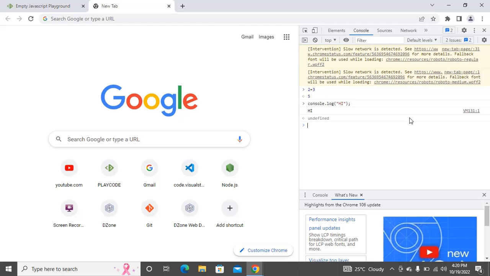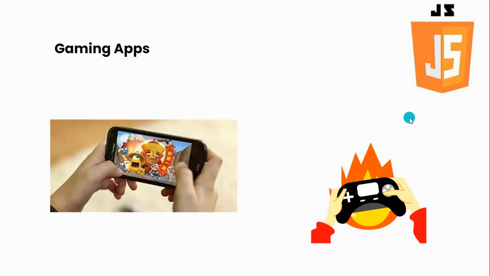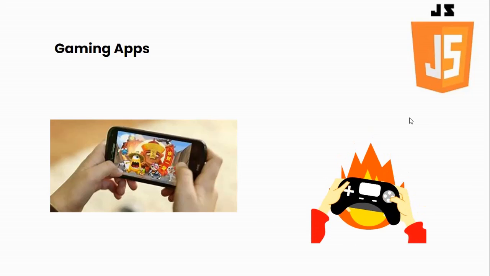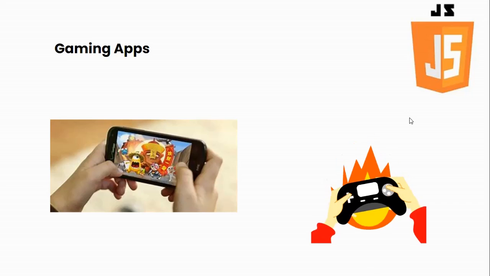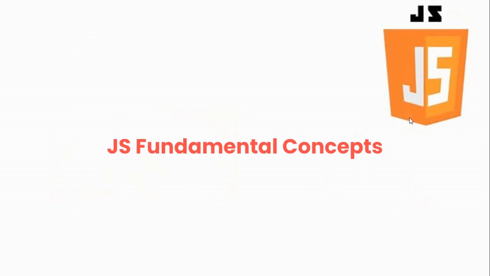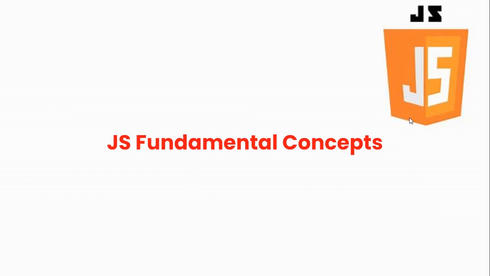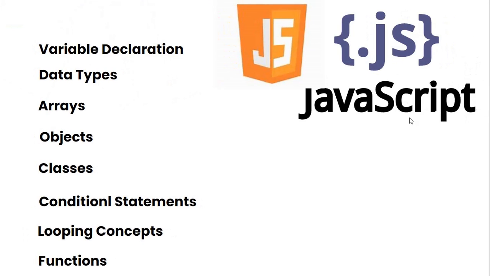Okay, so this is the JavaScript intro part, a small intro part. Now we'll move on to JavaScript concepts. So let's begin with JavaScript concepts here. First, I'll explain JavaScript fundamental concepts. There are different fundamental concepts. Like in any programming language, variable declaration, data types, arrays, all these are fundamental concepts we must know. So first, I'll cover these fundamental concepts.